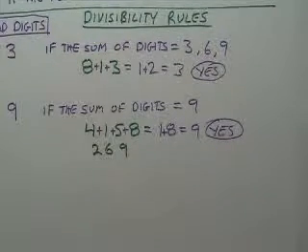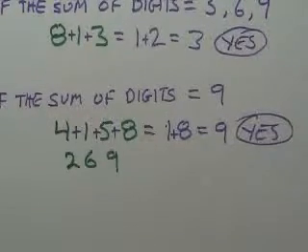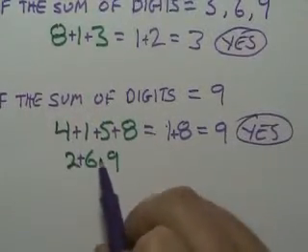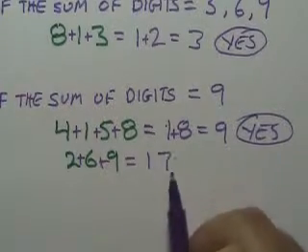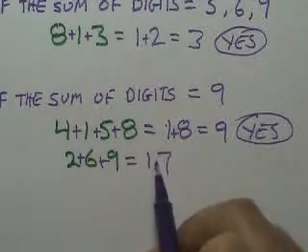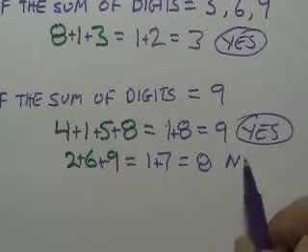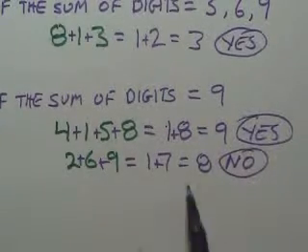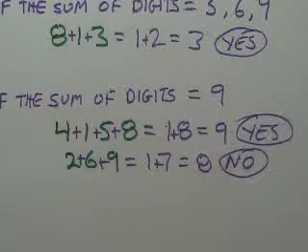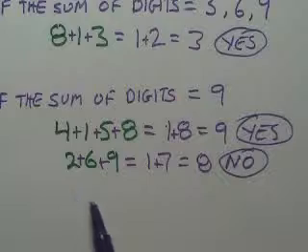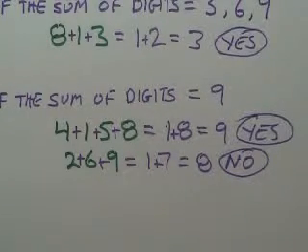Let's try another number like 269. If I add that together, 2 and 6 is 8. 8 and 9 is 17. Then I add 1 and 7, which equals 8. So the answer is no. 9 does not go into 269 evenly. So 9 is not a factor of this. This number is not divisible by 9.